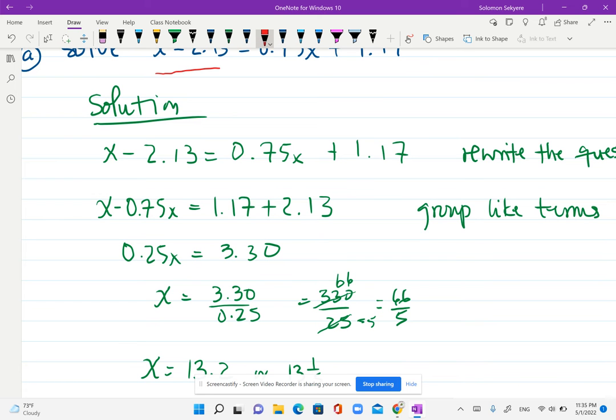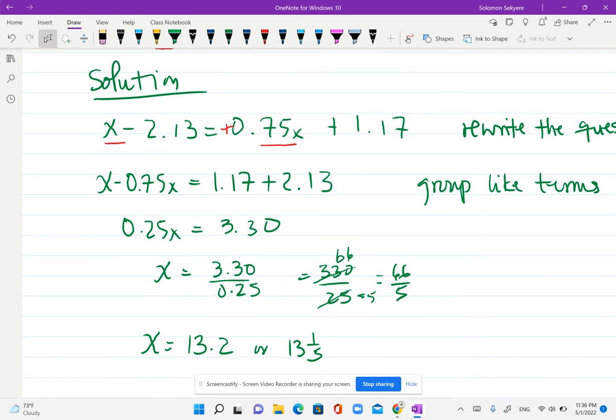Okay, and then what do you do? You group like terms. You see there is x here and then there's x there. So I moved my 0.75 since it's positive over here. I subtracted from both sides. So it's x minus 0.75x, right? And then I have negative 2.13 here, which I have to add to that side.